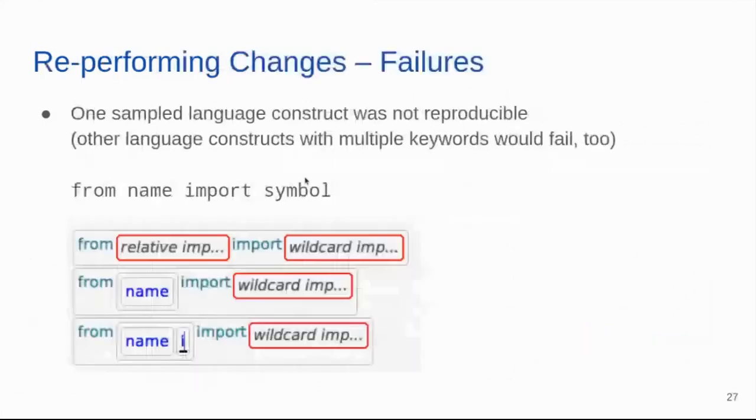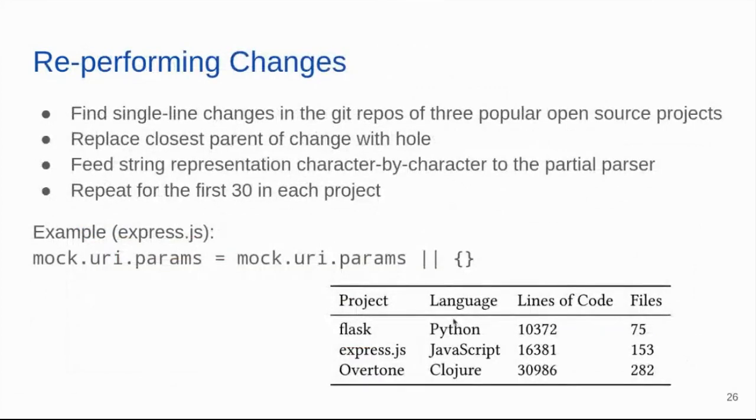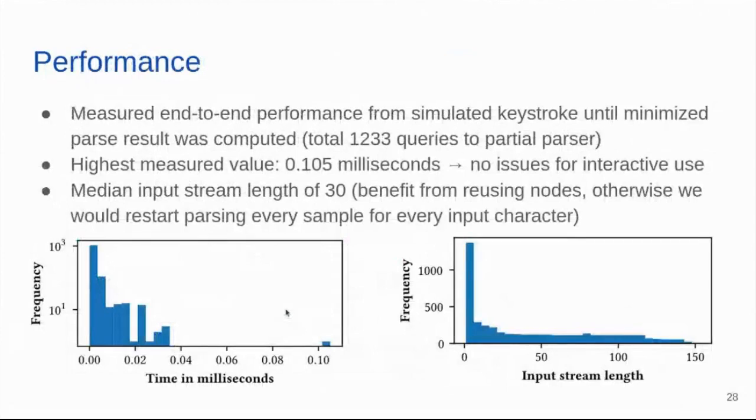With the grammars that we tested, which, as I showed earlier, were the Python, JavaScript, and Clojure grammars, the median length of the inputs was around 30. Oh, that's back here. And we also noted that the fact that we reused the nodes had an impact, in that a lot of the changes were in a very small area.